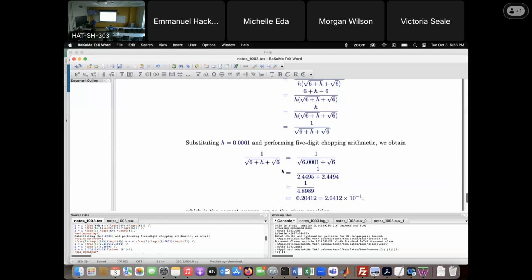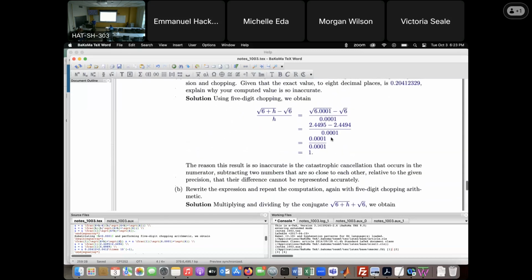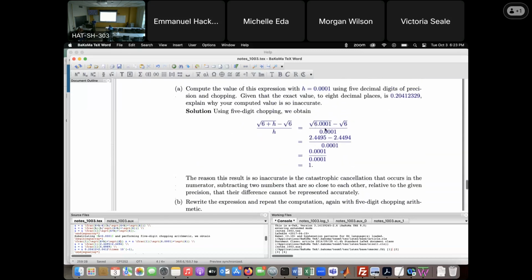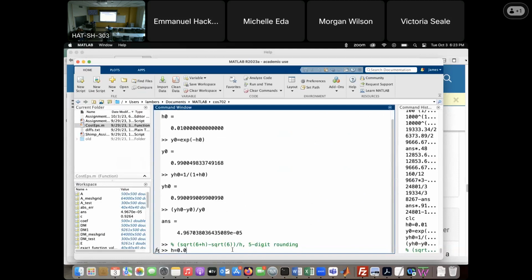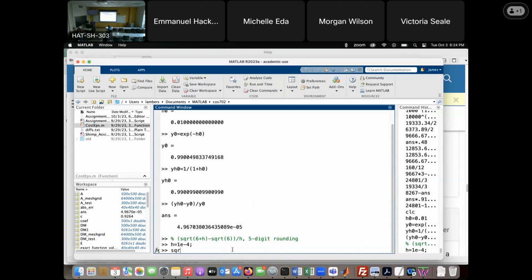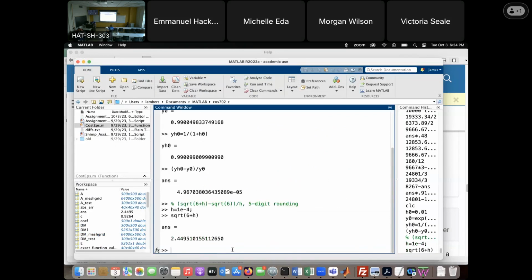For the part where we got cancellation and we used chopping, can you do that with rounding to have an example of rounding? Okay, you want me to carry this out using rounding? I'll do this in MATLAB. So I have square root of 6 plus h and square root of 6, h with 5 digits, round, see what happens. So h is 10 to the minus 4. Now I have square root of 6 plus h. With 5-digit rounding, that would be 2.4495.